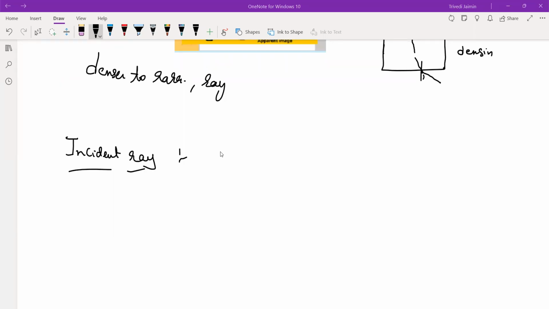Is my screen lagging? Falls on the surface. I think you only wrote it, right? Yes, sir. Then it's not lagging. A ray which falls on a surface. Yes, sir.